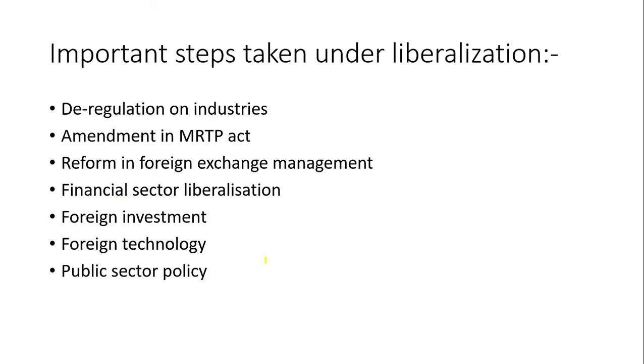The important steps that the government has taken under liberalization are as follows. The first one is deregulation of industries. Before this policy, industries needed to get a license for their setting up. But after liberalization, only 5 industries are required to get a license. These are the industries of alcoholic drink, cigarette, defense equipment, industrial explosives, and dangerous chemicals. After getting freedom from licensing, the producers are now free to take decisions on what to produce and how much to produce as per the market conditions.